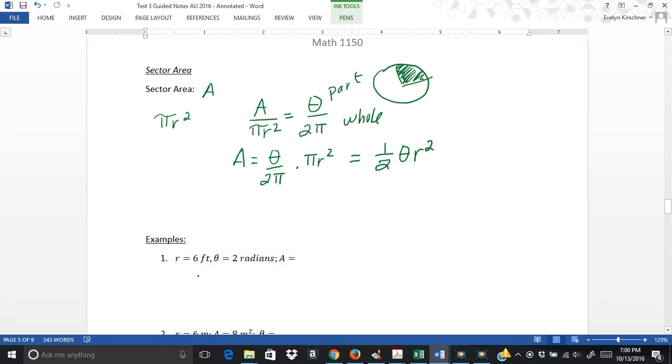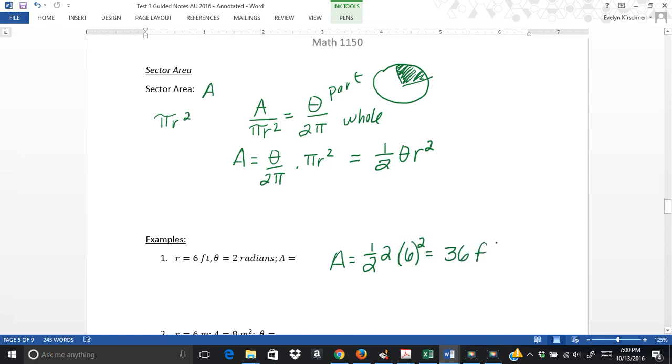So let's look here. I have a radius of 6 feet and a theta of 2 radians, and I want to find my area. Well, my area equals 1/2 my theta, which is 2, times my radius, which is 6 squared, which is 36 feet squared. So that's the area of that little piece.